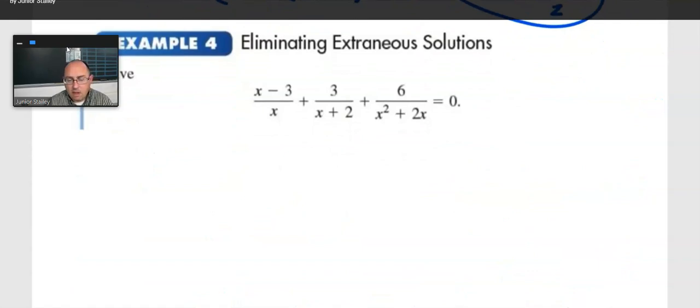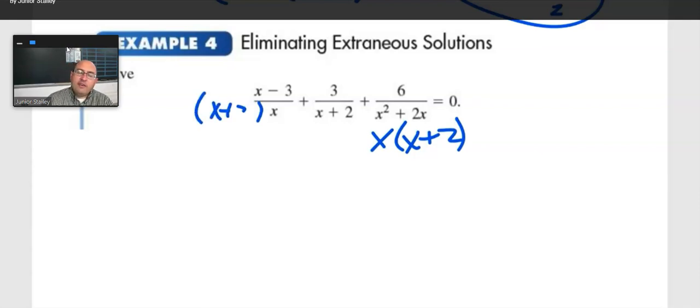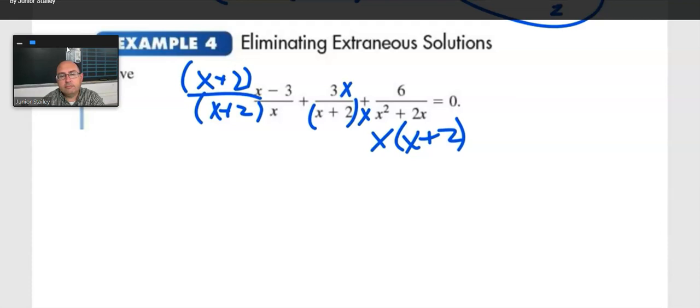Getting a little bit redundant here, looking for GCFs so I can pull that out. What's this first one missing that the other one has? It's missing an x plus 2, top and bottom. And what's this one missing that the other one has? It's missing an x, top and bottom. And this one has everything that it needs.